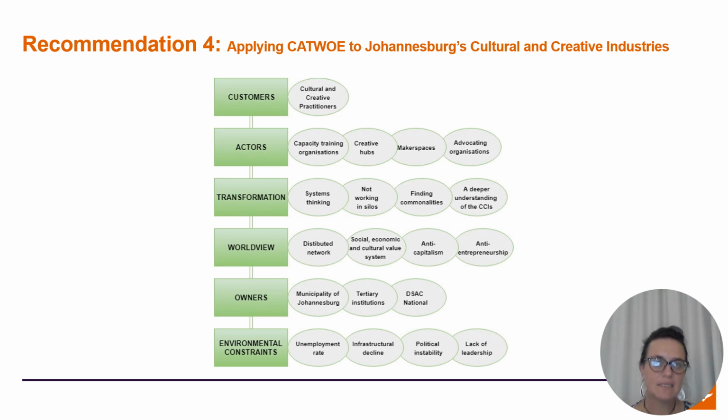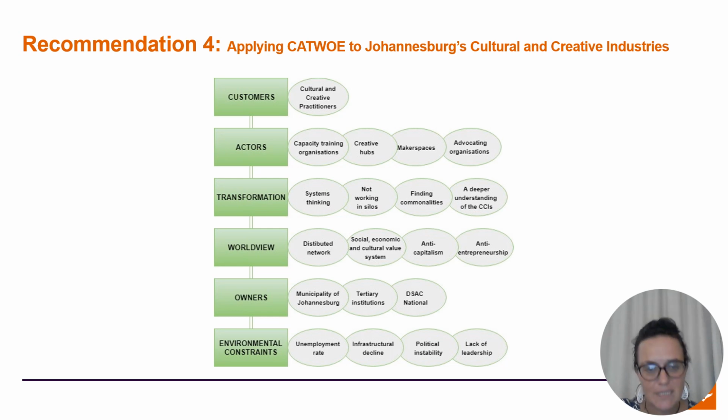Now, what I've done here is I've taken the recommendation of understanding how creatives think and the stakeholder breakdown of all the stakeholders and put it into this framework. The first is the customers. Cultural and creative practitioners are the customers that we are trying to enable and uplift. The second are the actors, those that can make this happen. That's capacity training organizations, creative hubs, maker spaces, and advocating organizations. The third is transformation.